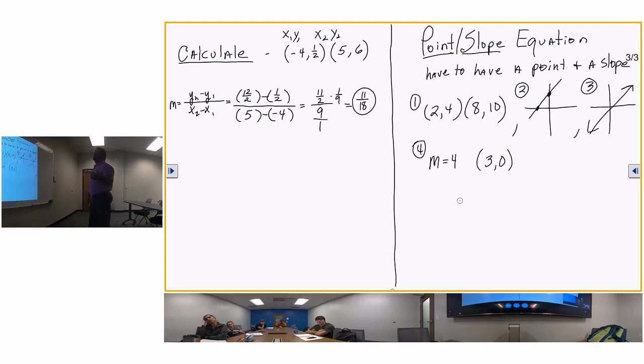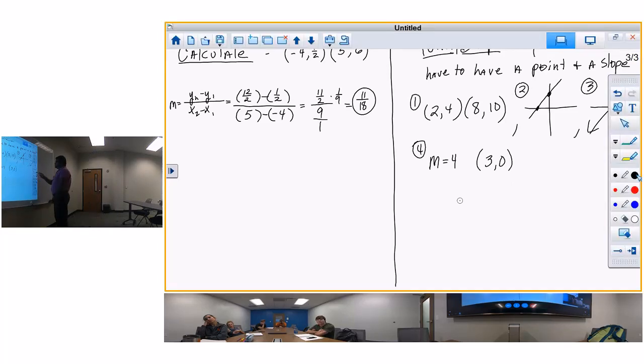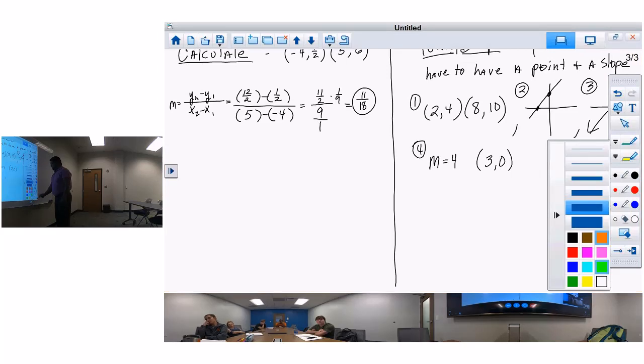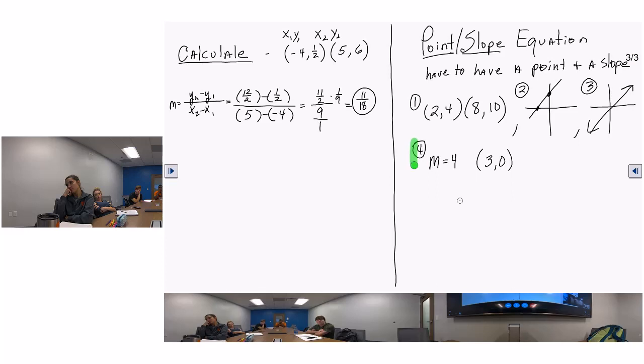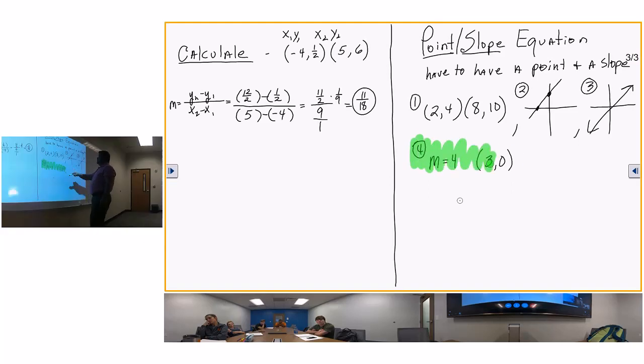Which one is the easiest? Which one is the quickest and the easiest to be able to plug them in? This one right here is the quickest and the easiest. I'll show you that one right now because it's easy.